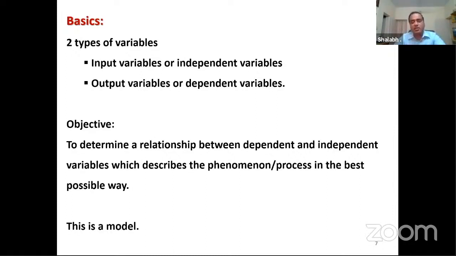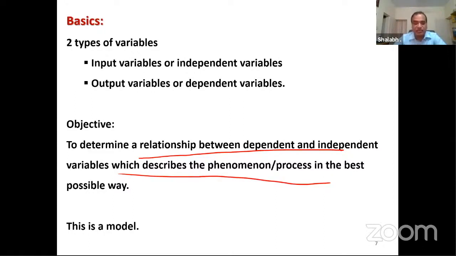For example, differentiating a linear function is easier. Integration of a linear function is easier than some complicated non-linear function, right? So we assume here that the form of the relationship is linear. You can also assume it to be non-linear, and based on that we have linear models as well as non-linear models. Now our objective is very simple. We want to find the relationship between the dependent and independent variable in a way which describes the phenomenon or the process in the best possible way, right?